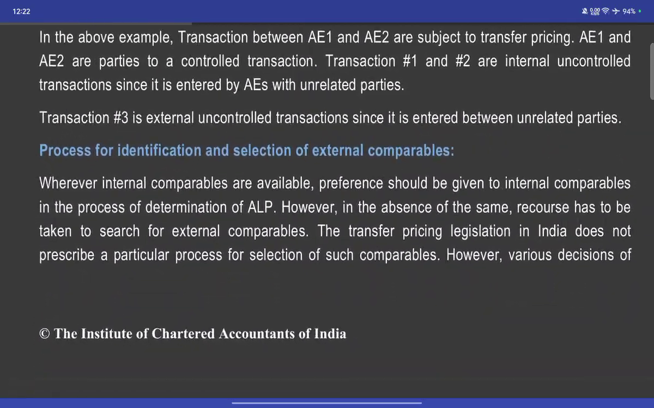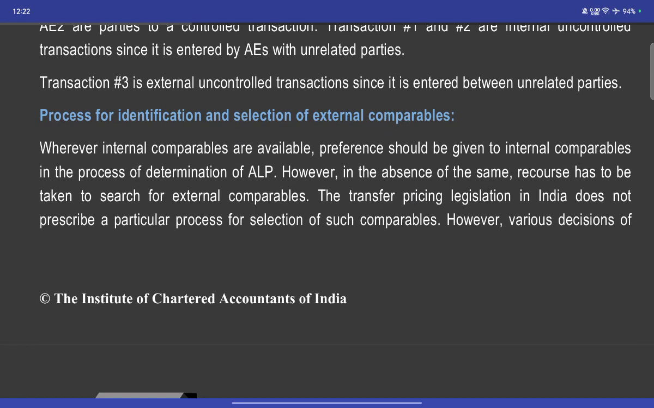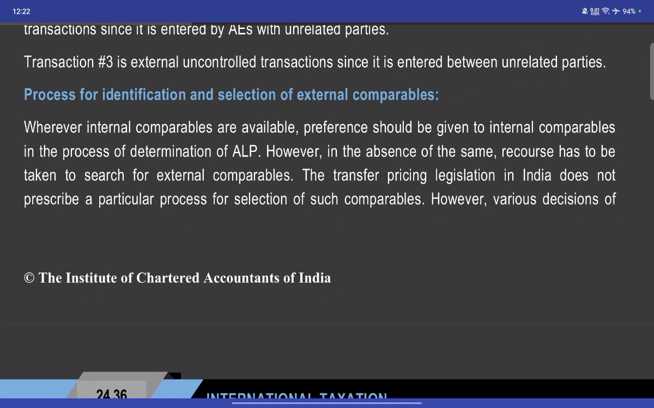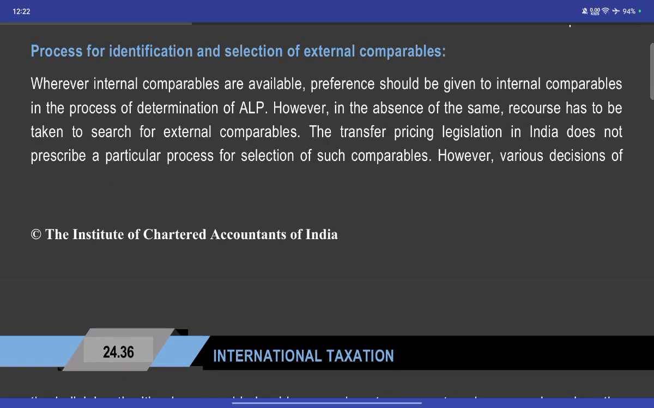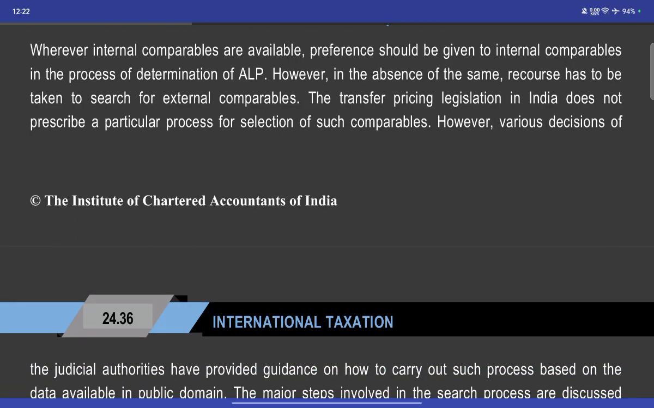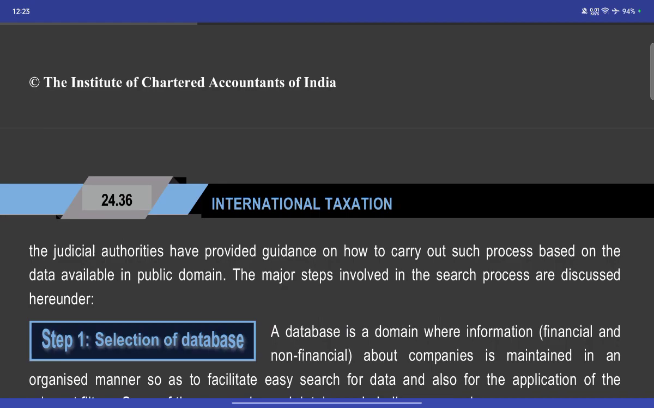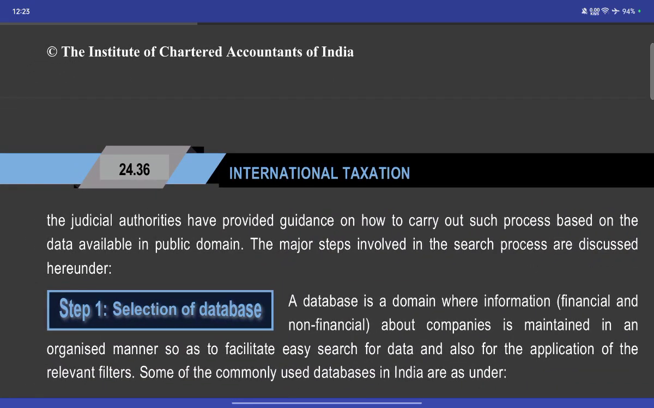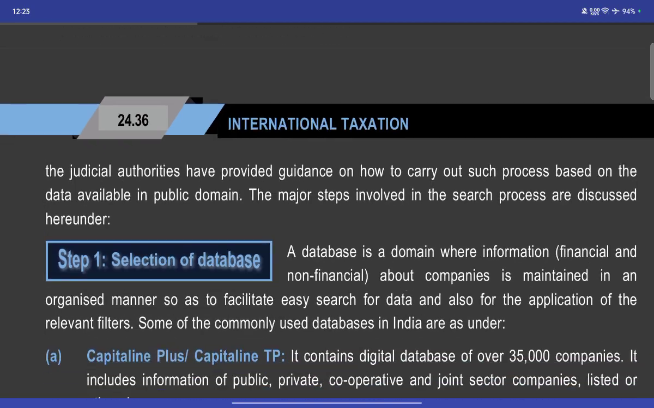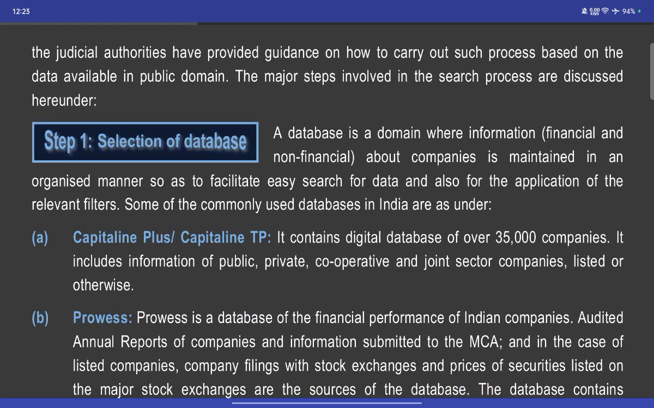The process of identifying and selecting external comparables. Whenever internal comparables are available, preference should be given to internal comparables. However, in the absence of the same, recourse has to be taken to a search for external comparables. The transfer pricing legislation in India does not prescribe a particular process for selection of comparables. However, various decisions of the judicial authorities have provided guidance as to how to carry out the process based on the data available in the public domain. These major steps involved in the search process are discussed here.